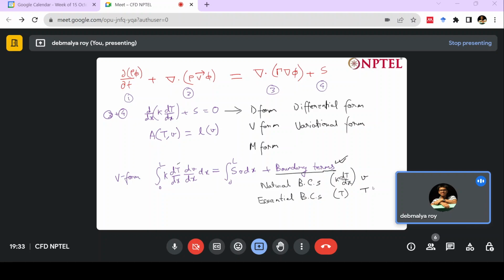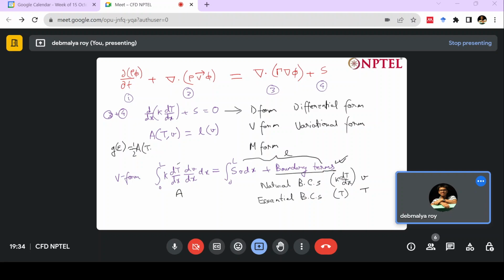So this is the V form. I suggest you do this V form to V form derivation yourself. And there is also another form, the M form. The statement of it goes like this: if you have a G epsilon, which also depends on this A and L. So here you can see that this is A, and this right hand side, this whole thing including the boundary term, will fall under L.